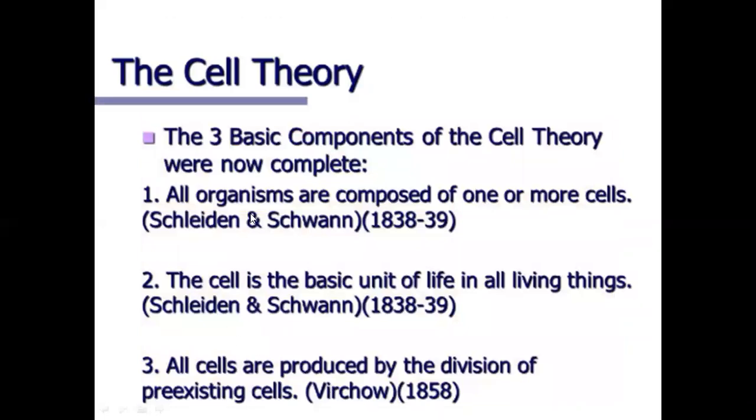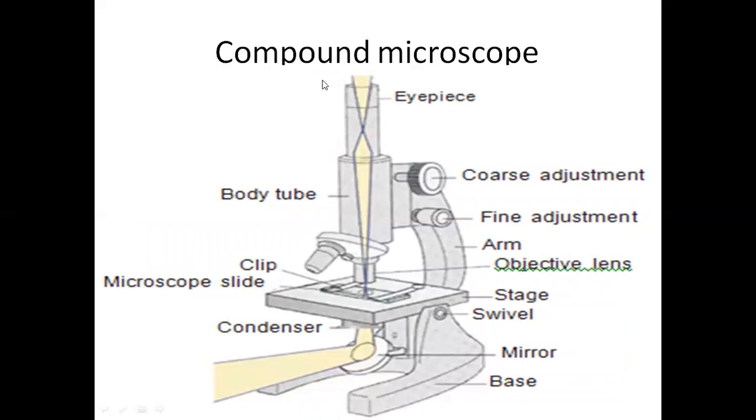Now kids, coming to the cell theory, a theory which defines the cell. The 3 basic components of cell theory are now complete. The first one: all organisms are composed of one or more cells. Second point: the cell is the basic unit of life in all living things. The third point, which was given by Virchow: all cells are produced by the division of pre-existing cells.